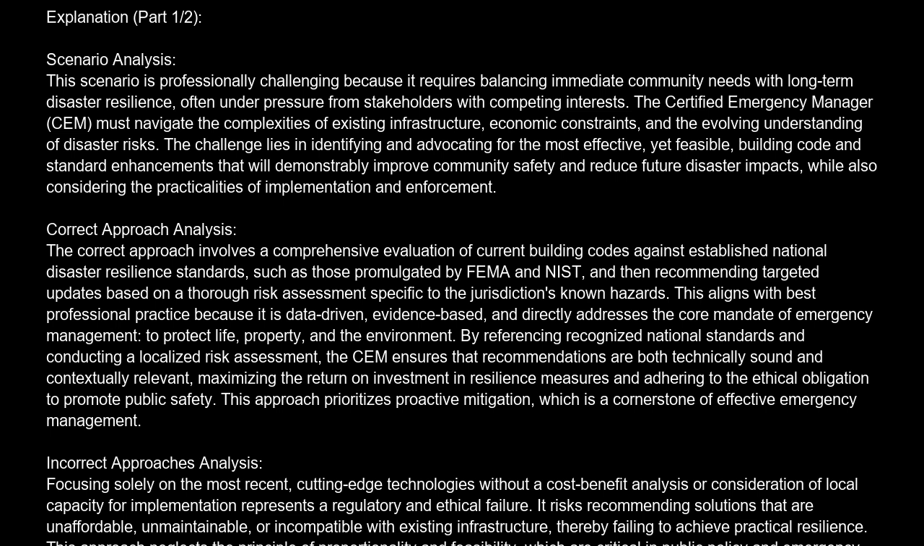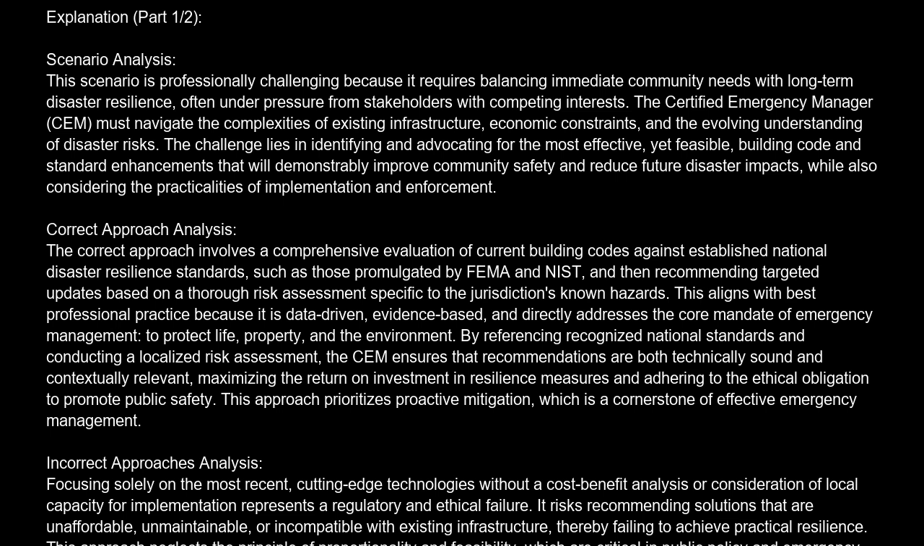Correct approach analysis. The correct approach involves a comprehensive evaluation of current building codes against established national disaster resilience standards, such as those promulgated by FEMA and NIST, and then recommending targeted updates based on a thorough risk assessment specific to the jurisdiction's known hazards. This aligns with best professional practice because it is data-driven, evidence-based, and directly addresses the core mandate of emergency management: to protect life, property, and the environment.